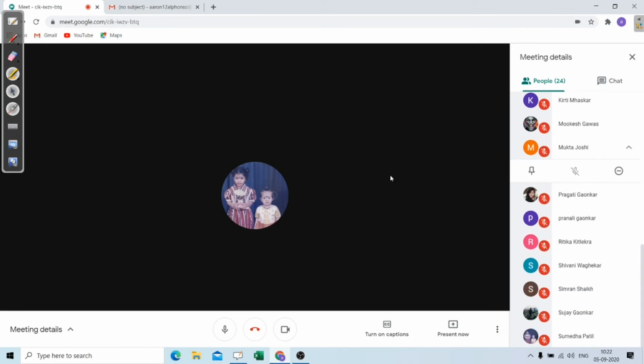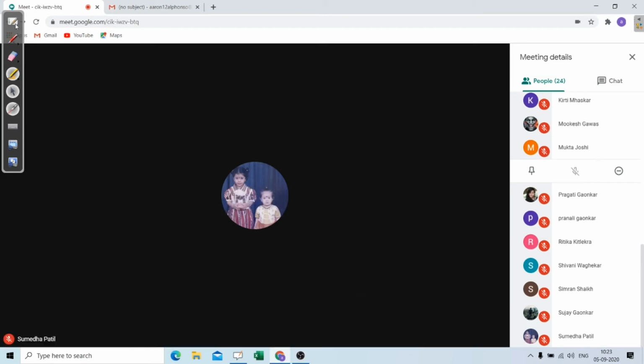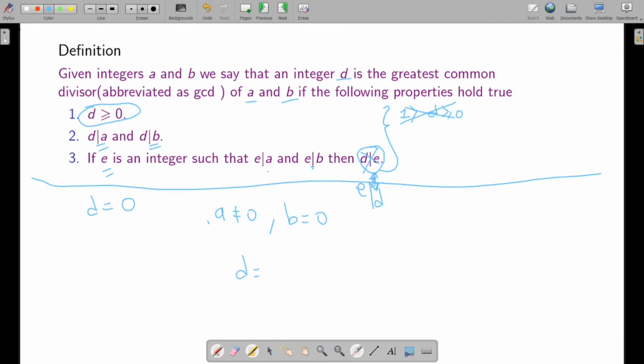What's the greatest common divisor in that case? Yes, Sumedha? It's A. That's right. It would be modulus of A, in fact. If A is negative, it would be modulus of A. So D can only be 0 in one case, that is if A and B are both 0. Only in this particular case you are going to get D is 0.